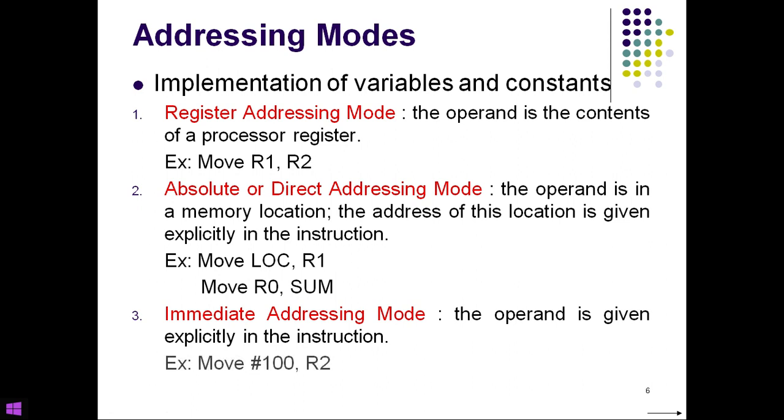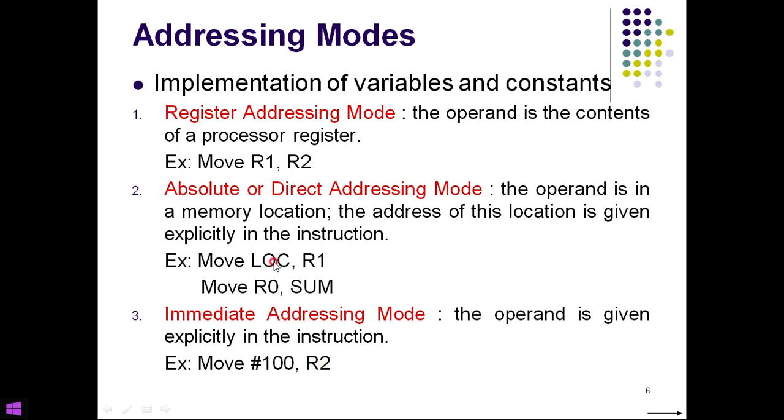So that means what we have done here now, the value 100 will be moved into the register R2. So the value 100 will be moved or copied into the register R2. So this is what is your immediate addressing mode.